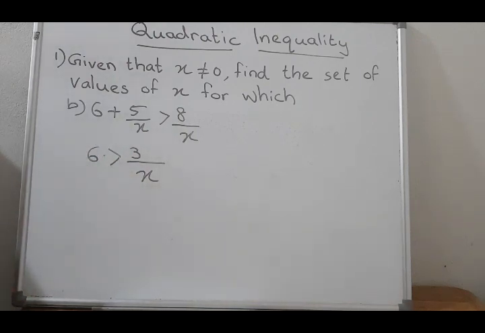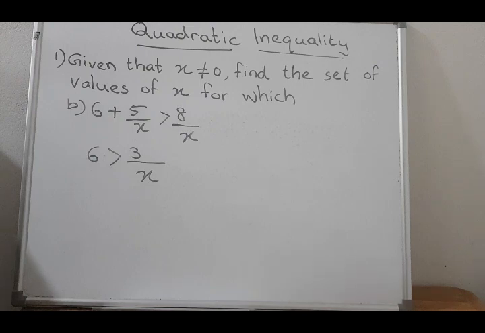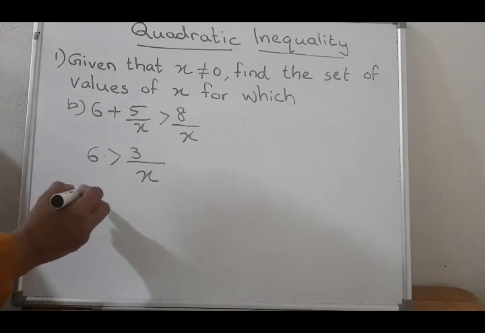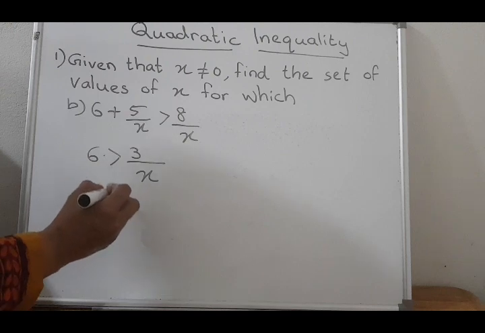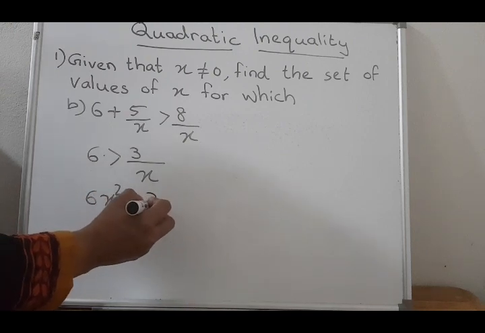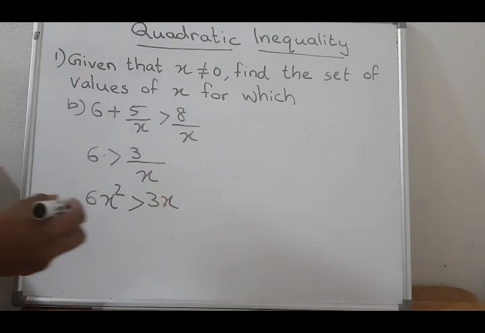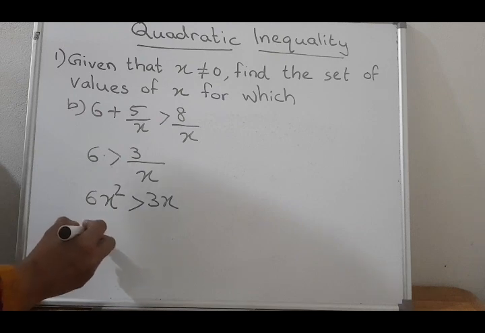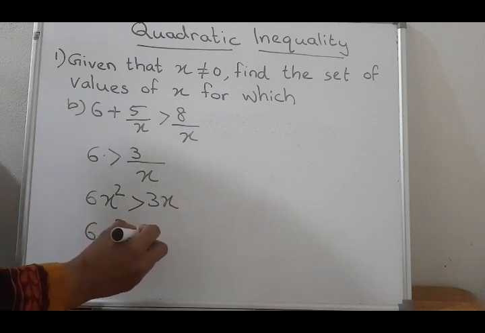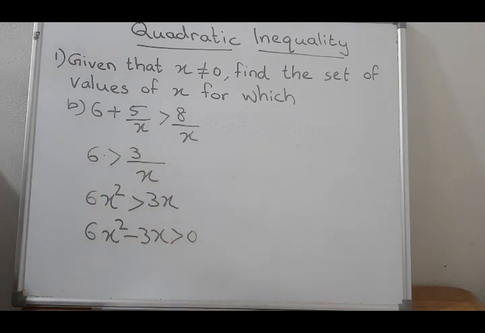Now what will we do? We will multiply both the sides of the inequality with x square. You know we cannot multiply by x. We have already learned. So we are multiplying both the sides of the inequality with x square. So 6x square greater than 3x. Now we can rewrite it as 6x square minus 3x is greater than 0.